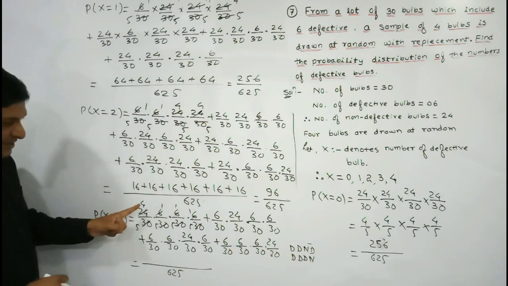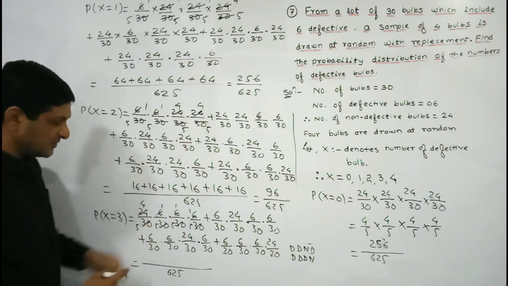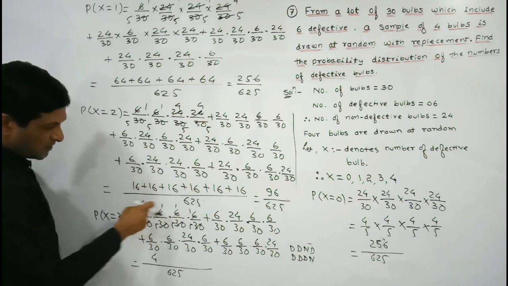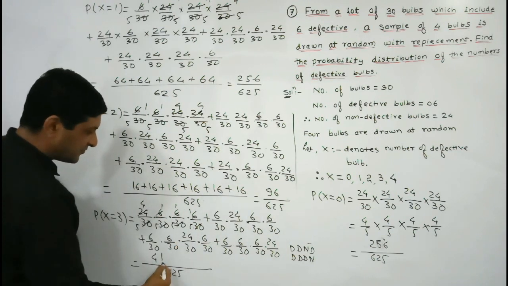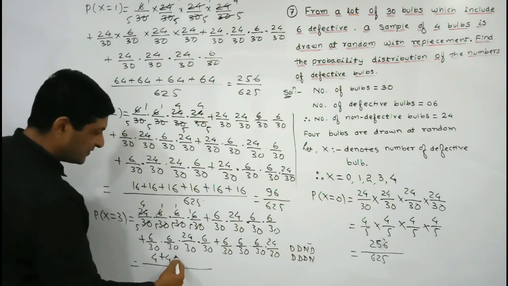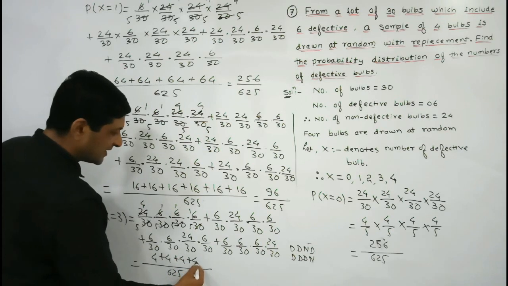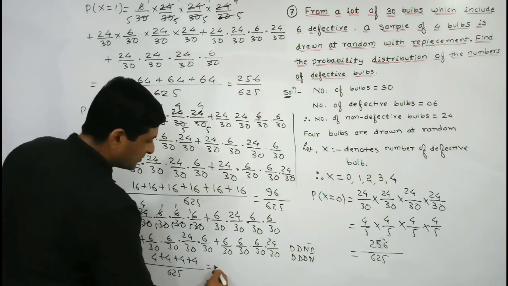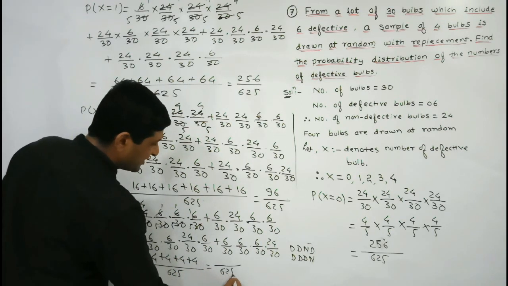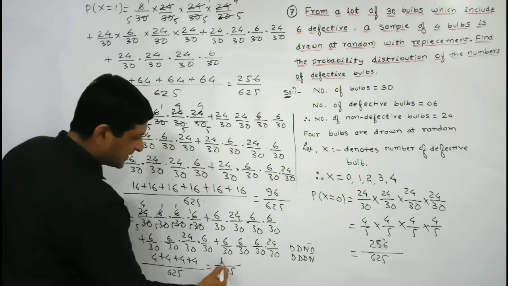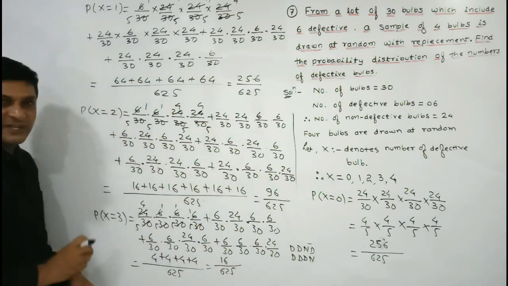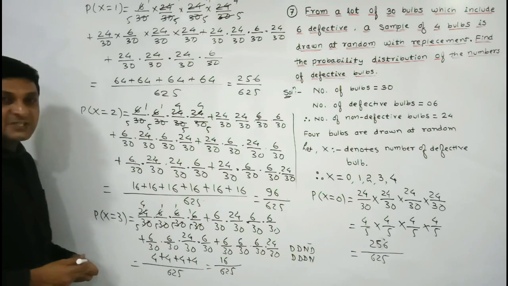Observe what we are getting in the numerator: 4 into 1 into 1 into 1 will be 4. Here we have got 4. Similarly here also we will get 4. Similarly here also we will get 4, and lastly also we will get 4. So which is equal to, here we can observe that 625, and in the numerator we are getting 16. 16 upon 625 will be the probability when x is equal to 3.